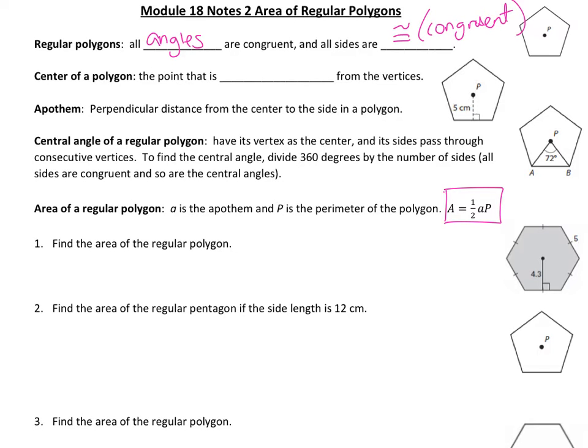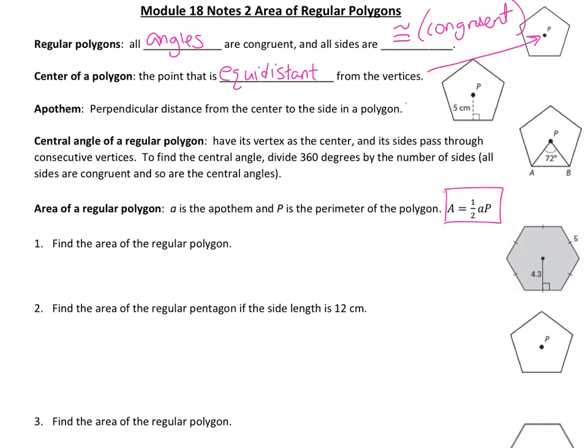Whenever we mention the words center of a polygon, that point is going to be the same distance, or equidistant, from the vertices. So that's really called the radius. It goes from the center out to the vertex of your shape.